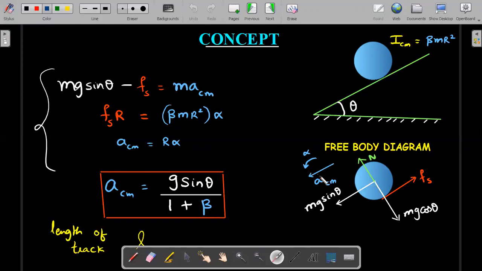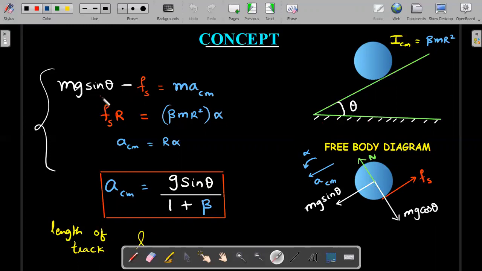So the acceleration of center of mass is a_cm down the incline, and the angular acceleration of the body about the center of mass would be written as alpha. So how do you manipulate the Newton's laws of motion equations for these? These are the equations that we are looking at.